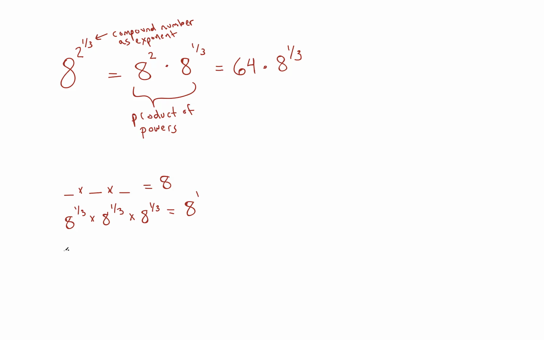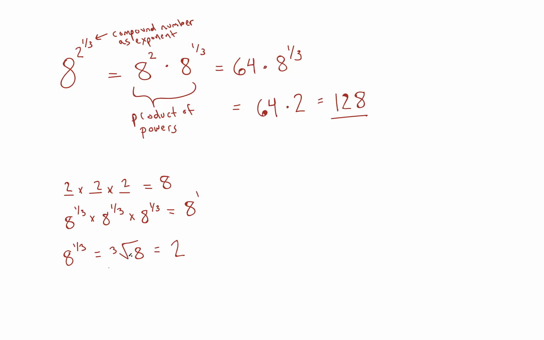Well, 8 to the 1/3 is the same thing as the cube root of 8. The cube root of 8 is 2. So we can say 2 times 2 times 2 is going to give us 8. 2, 4, 8. Okay, so now we come back here and we can say 64 times 2. 8 to the 1/3 is 2, which gives us 128 as our final answer.